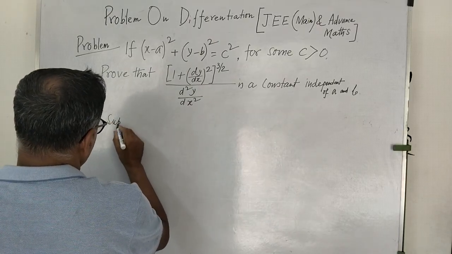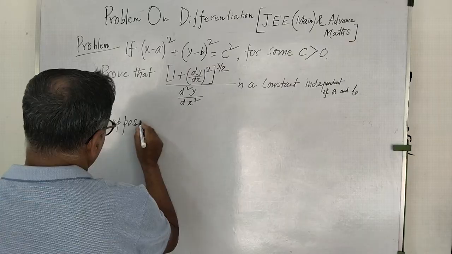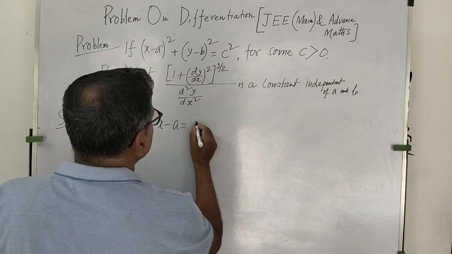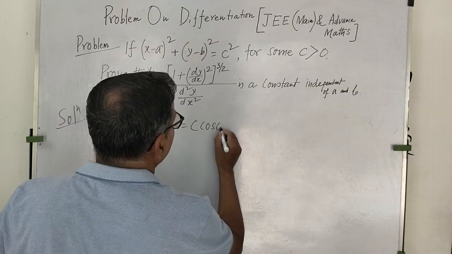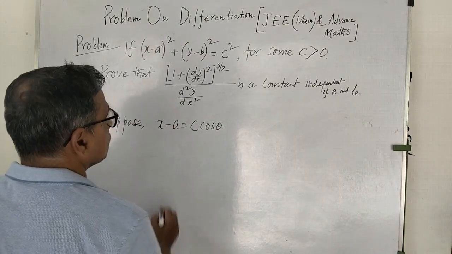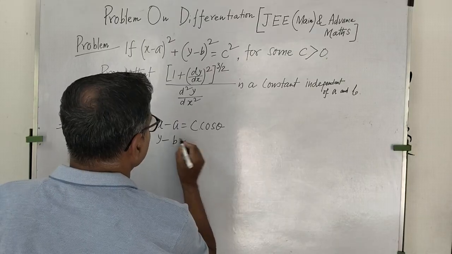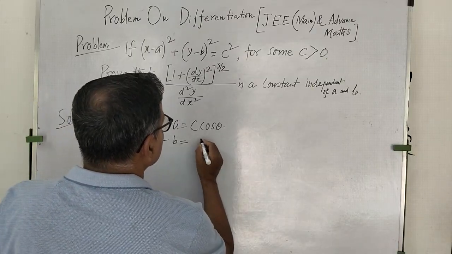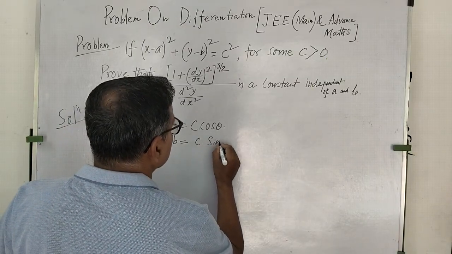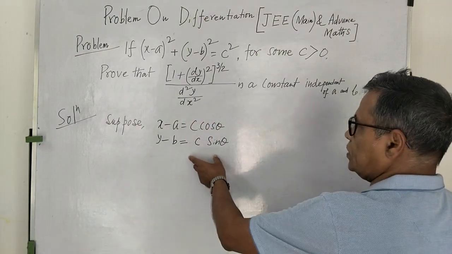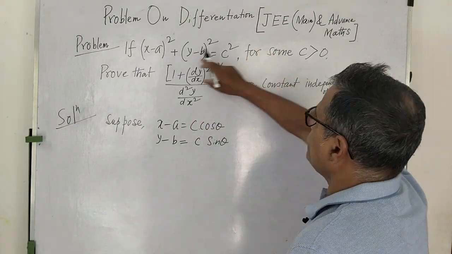Suppose we consider that x − a = c cos θ, and y − b = c sin θ, because these two relations satisfy this condition.